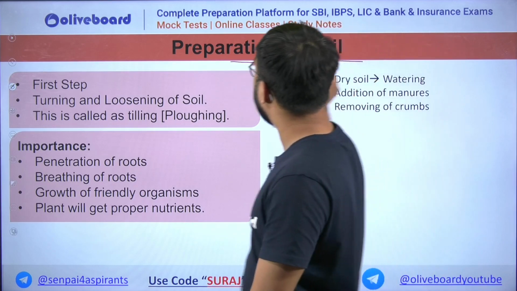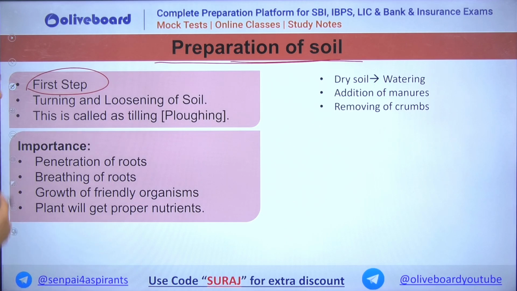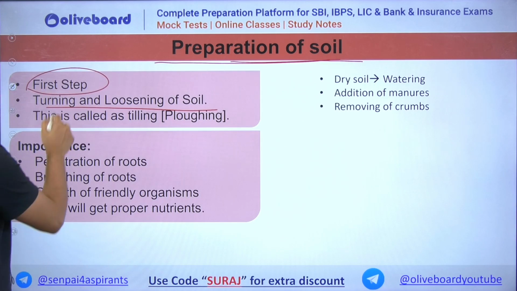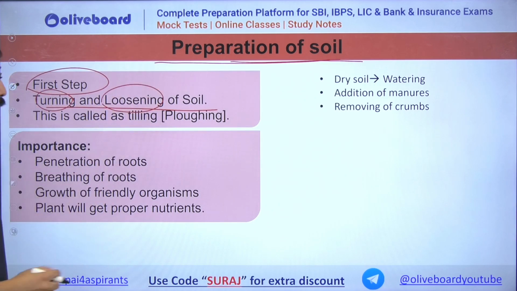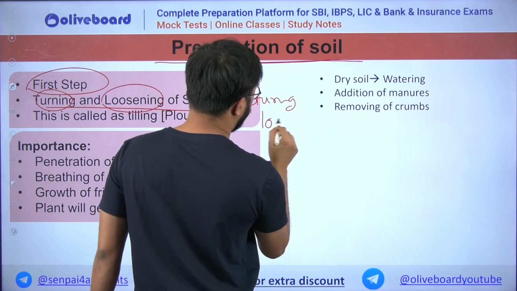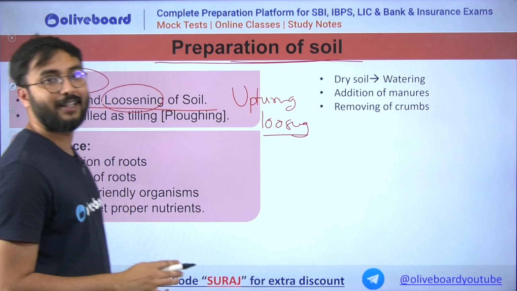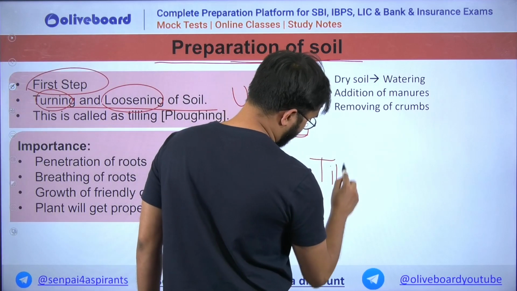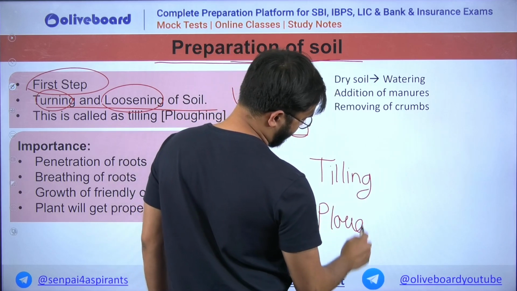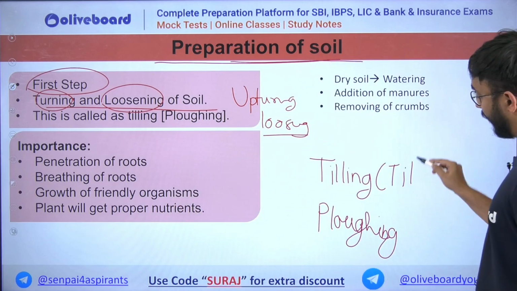The first stage which I told you, preparation of soil, is the first step of laying the foundation of the field. It is the turning or loosening of the soil, which is also called upturning or loosening, which I already told you happens in the field. This is also called tilling or your plowing. Tilling is also called tillage.